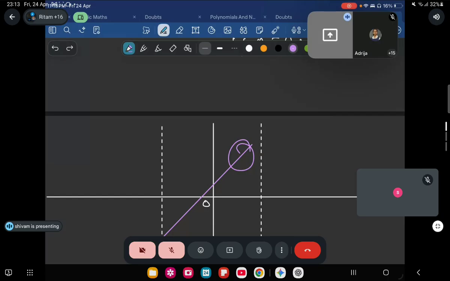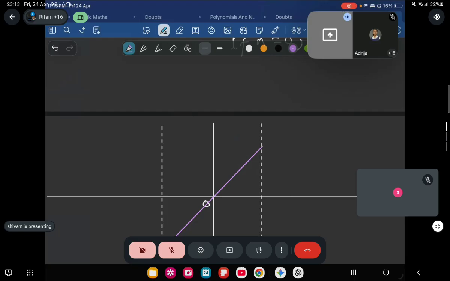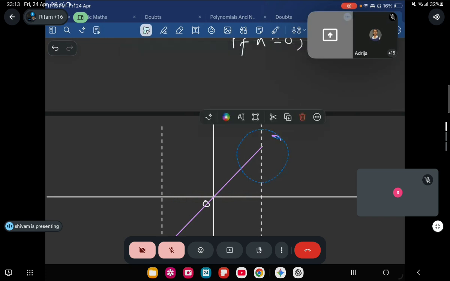This is one of the branches. Same thing you keep on copying and pasting. Now see, this is the graph in the length of pi. So now you copy and paste. Keep copying and pasting.